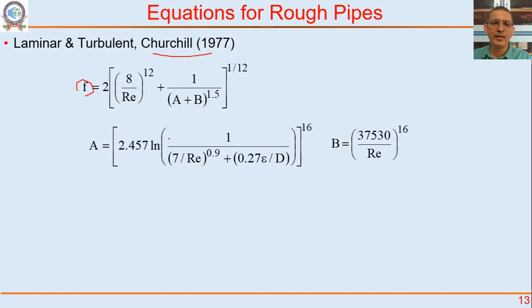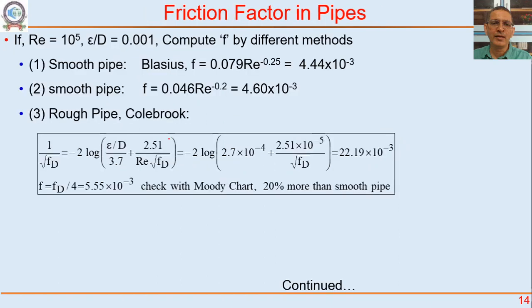Okay. What we will do now is we will quickly estimate the values of friction factor by different methods. Okay. So let's just say Reynolds number is 10 raised to 5. Epsilon by D is 0.001. Let's calculate this friction factor by different methods and see how different they are.